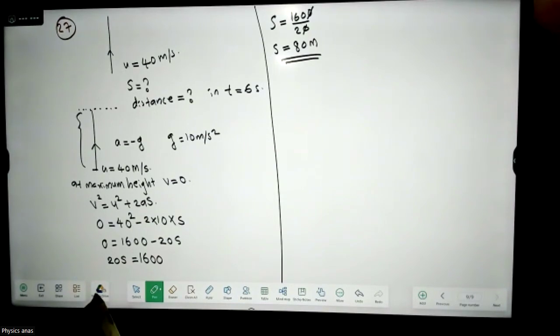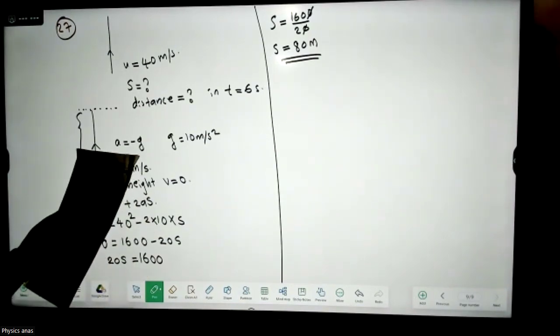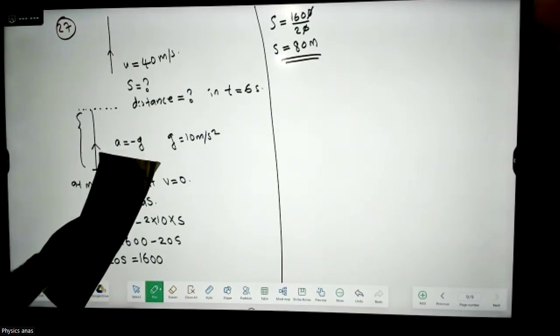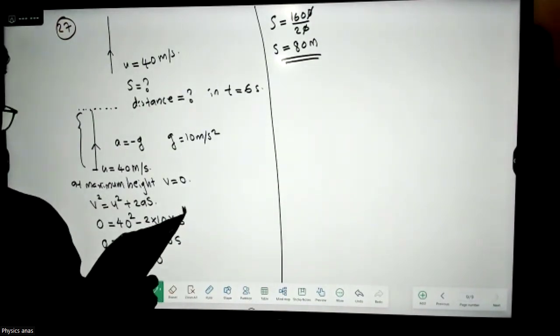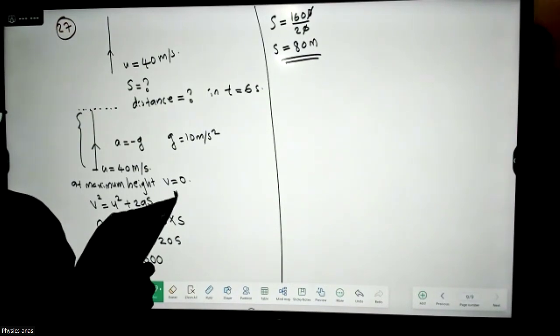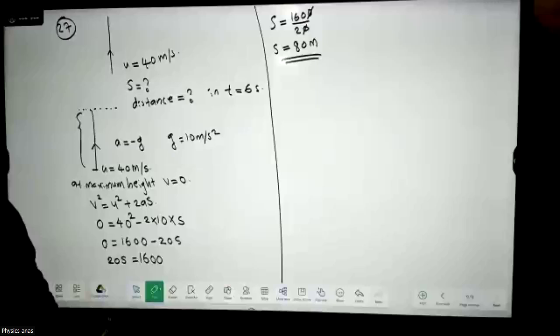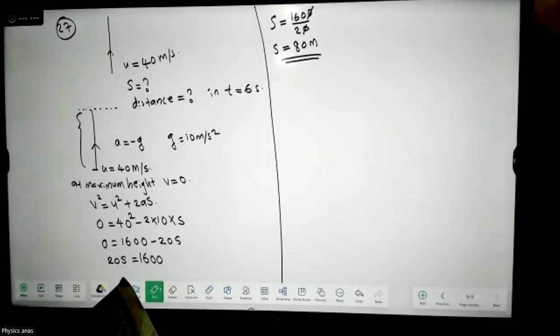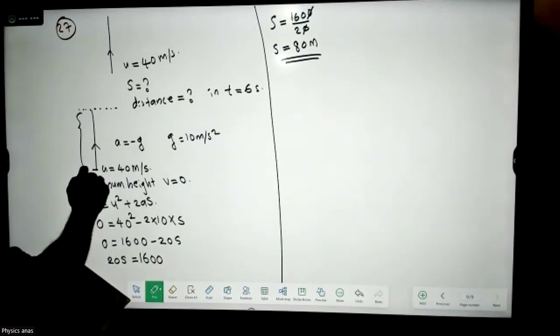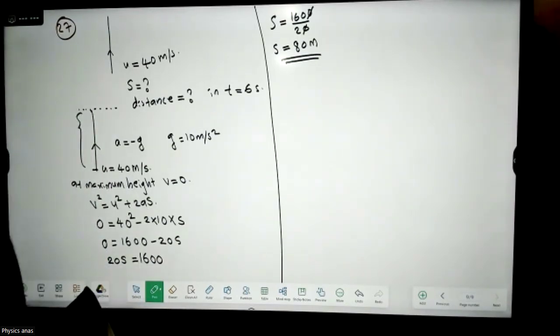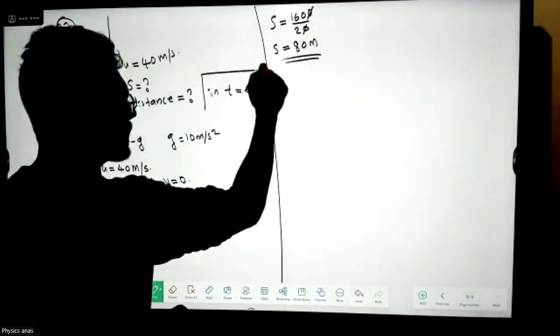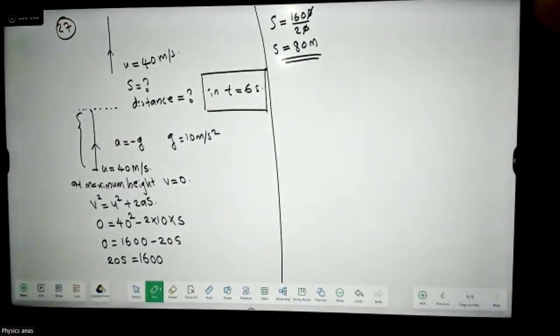Maximum height is 80 meter, but that was just to find the maximum. What is the displacement and distance traveled by the particle in 6 seconds? It is just asking us to find the displacement and distance traveled. How can we do this? This is maximum height, but the time is not here. In 6 seconds. So you have to include that idea also. Time is 6 seconds.